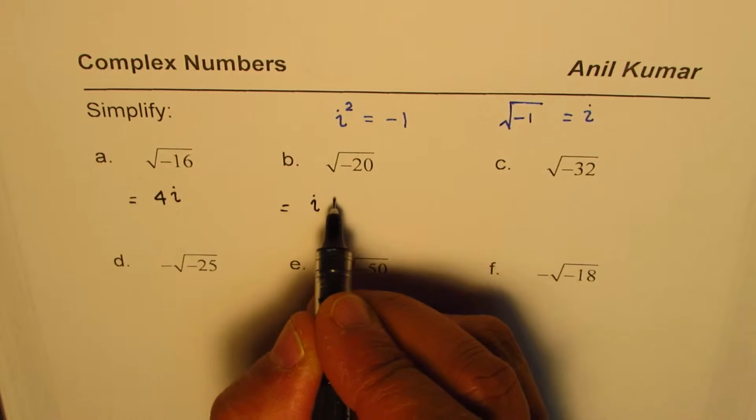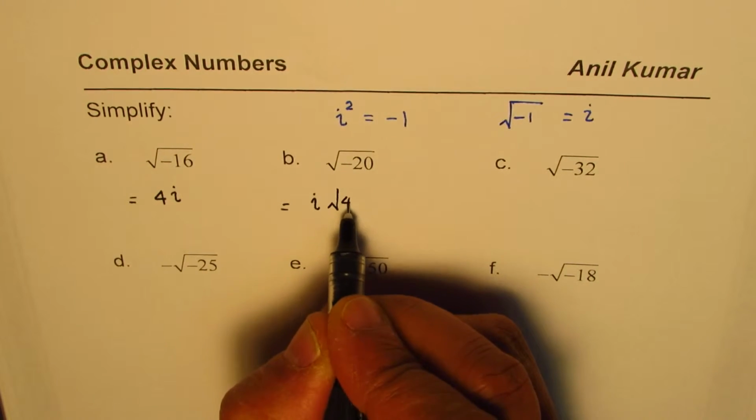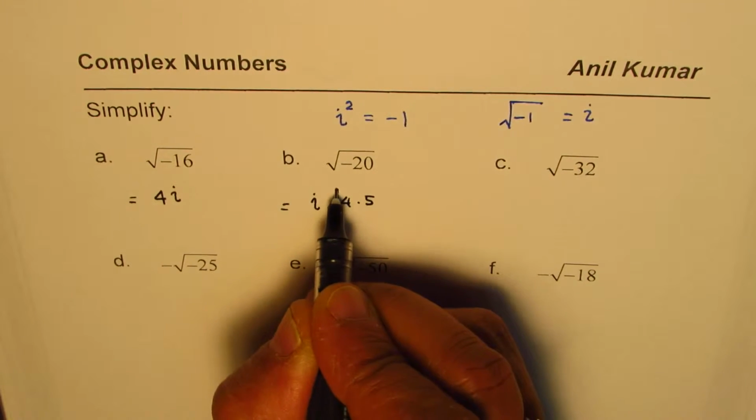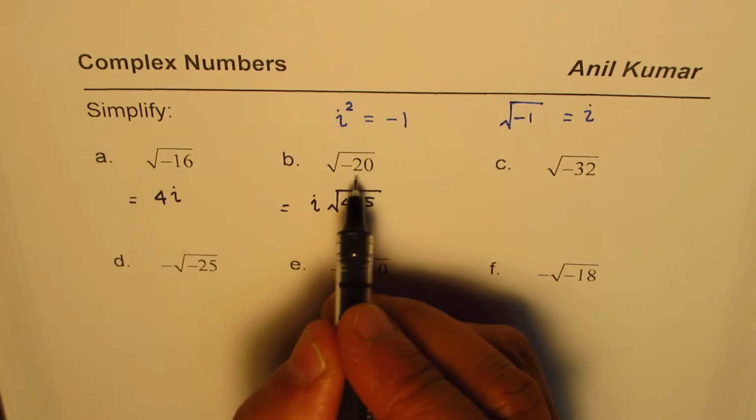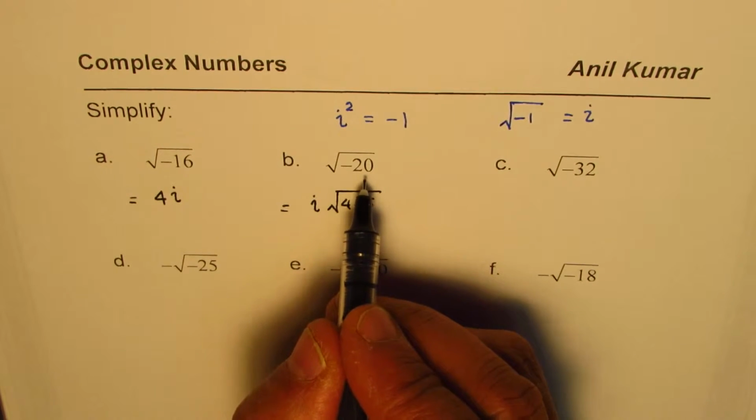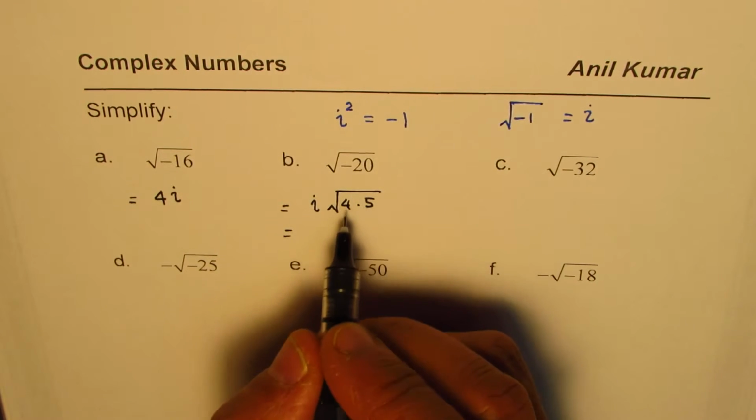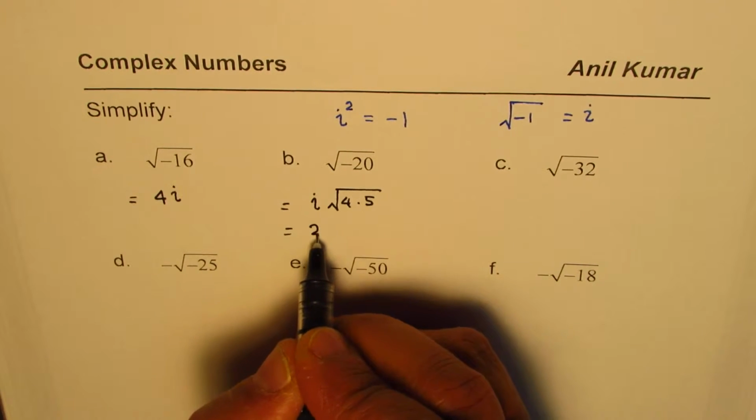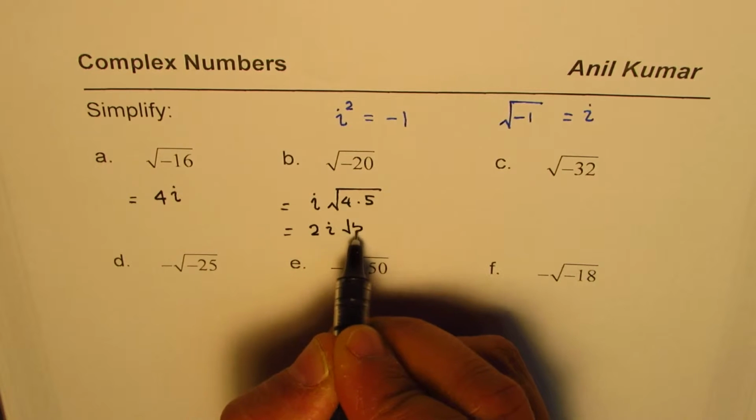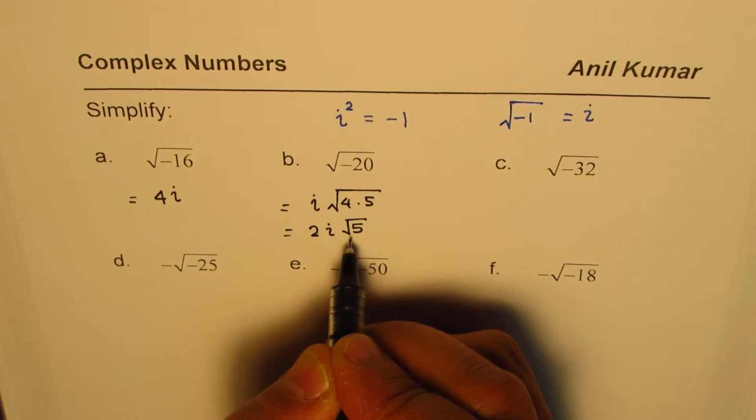How about 20? I could write 20 as 4 times 5, right? So you could break it up as a product of a perfect square with some other number. 4 is a perfect square. Now I could write this as 2i square root 5, right? So that is the answer for this one.